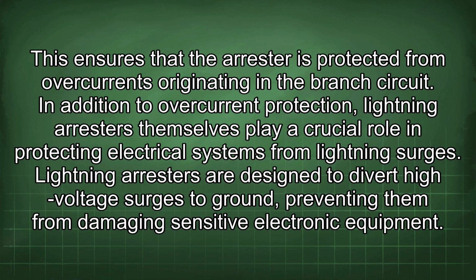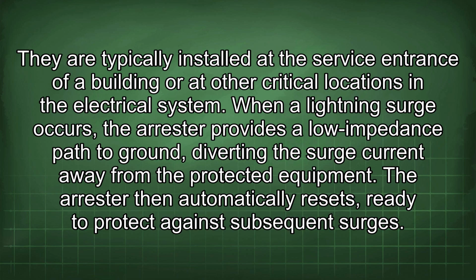In addition to overcurrent protection, lightning arrestors themselves play a crucial role in protecting electrical systems from lightning surges. Lightning arrestors are designed to divert high-voltage surges to ground, preventing them from damaging sensitive electronic equipment. They are typically installed at the service entrance of a building or at other critical locations in the electrical system. When a lightning surge occurs, the arrestor provides a low-impedance path to ground, diverting the surge current away from the protected equipment. The arrestor then automatically resets, ready to protect against subsequent surges.